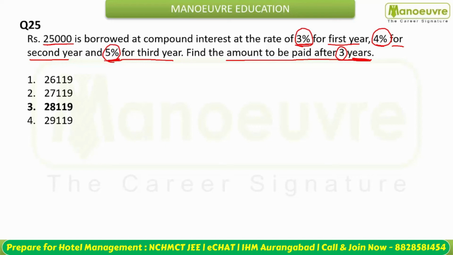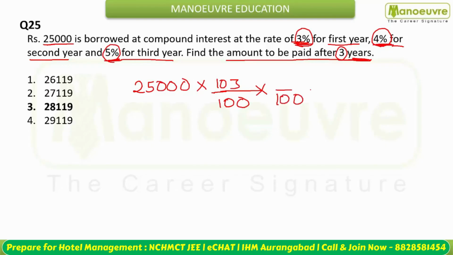एवरी ईयर योर अमाउंट बिकम्स व्हाट? योर अमाउंट बिकम्स योर प्रिंसिपल. सो बेसिकली व्हाट गोना हैपन इज 25,000. फर्स्ट ईयर के लिए रेट है 3%, दैट इज इनिशियली 100 रुपीज विल बिकम व्हाट? 103. सेकेंड ईयर के लिए योर रेट इज 4%, दैट इज 100 रुपीज विल बिकम व्हाट? दे विल बिकम 104 रुपीज. नेक्स्ट ईयर दिस इज गिवन टू यू 5%, दैट इज 100 विल बिकम व्हाट?